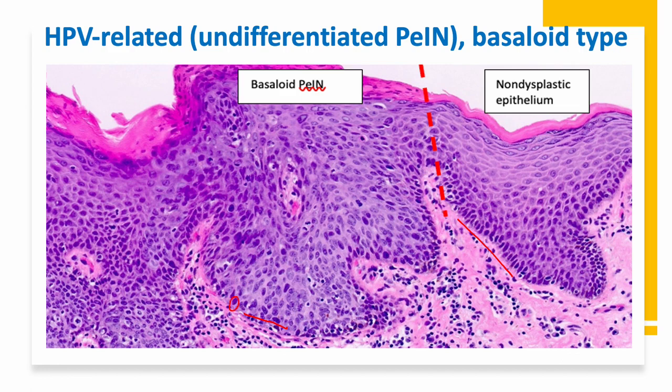Some cells are perpendicular, while those are lying flat, so they have already lost polarity relative to the basement membrane. As we see here, the cells get smaller as they get to the surface.